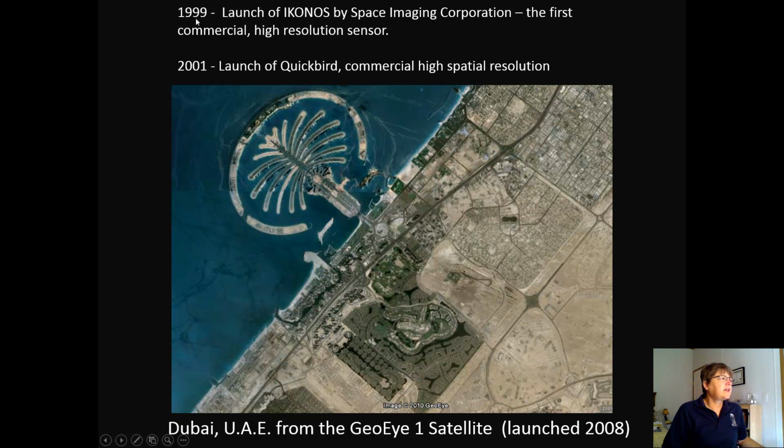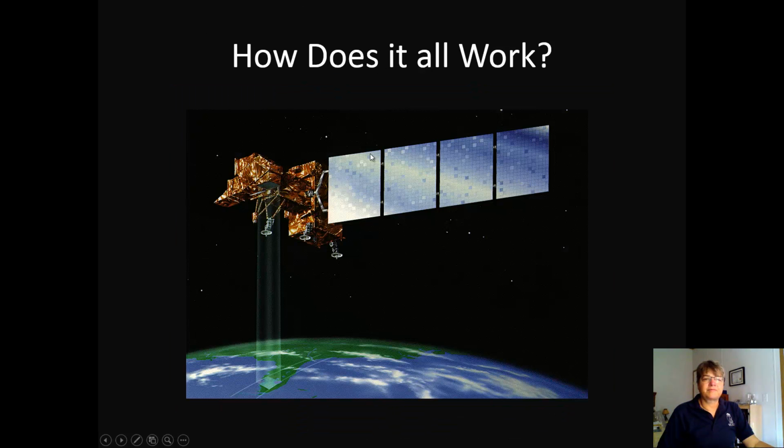And then 1999 and 2001 were two big years because for the first time, private industry was sending up their own land imaging satellites. Private industry had been sending up satellites for communications, radio, TV, all of those things. But for the first time, we had private industry sending up land observation satellites.